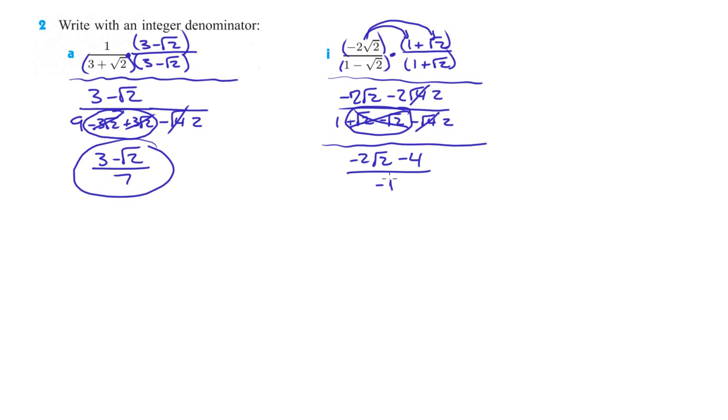Okay? We don't want roots or actually negatives in the denominator. Since we have a negative in the denominator, we'll want to multiply everything by negative, which basically just means we're going to switch all the signs. So we just end up with 2 root 2 plus 4. And we are done with that one.